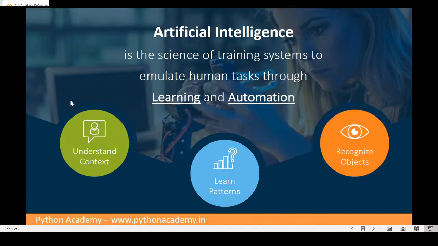So if we provide it properly, then only the systems will learn. Learning the system is basically done using the artificial intelligence algorithms, which is basically called machine learning algorithms. So what are machine learning algorithms? Machine learning algorithms are nothing but mathematical formulas. These are the formulas which we generally use for the understanding purpose.